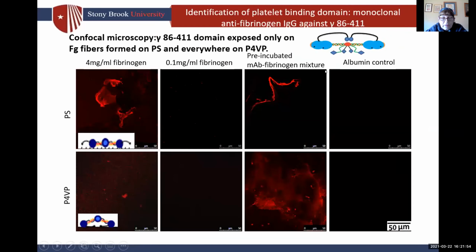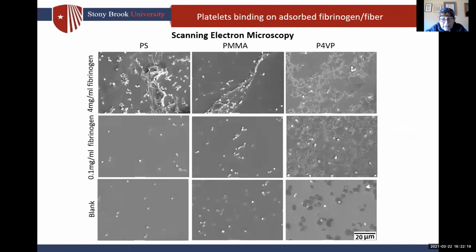Now, in addition to exposing the alpha C domain, they also expose domains on the gamma chain. And these domains on the gamma chains are specific to attracting platelets or red blood cells. And plenty of them are exposed also on the hydrophilic P4VP, which means that if you make a stent hydrophobic or hydrophilic, it's going to attract blood clots.